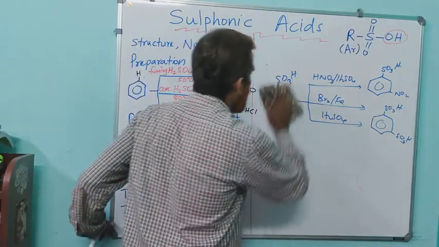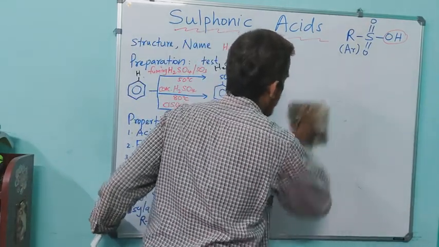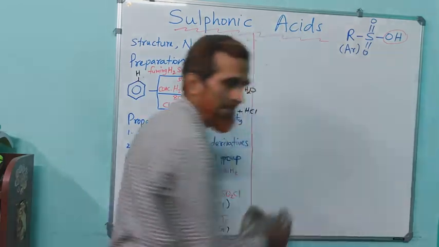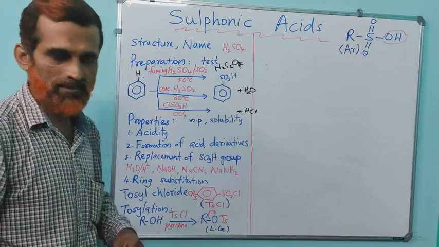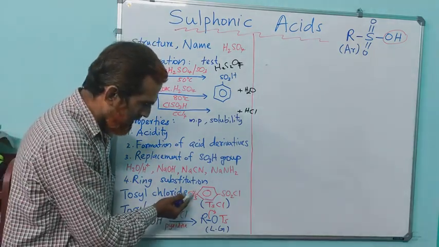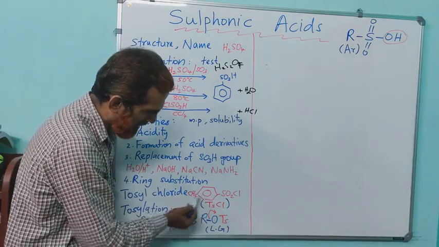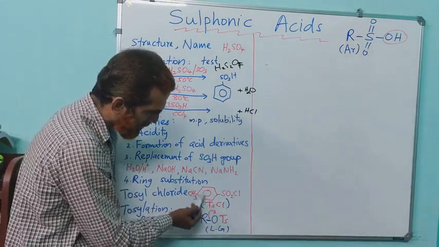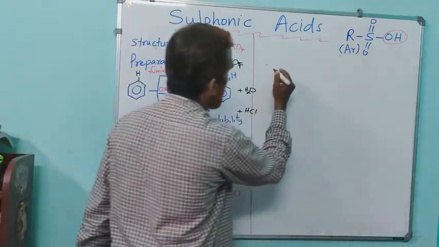Now finally we have a word on an important reagent, an important compound coming under this head. What is that? Tosyl chloride. What is it? Look at this structure. What is the name of this? This is para-toluene, isn't it? With respect to this it is para. So para-toluene sulfonyl chloride. I am writing it here.